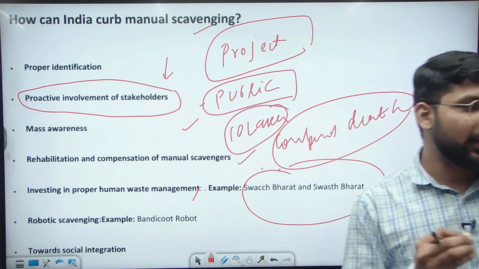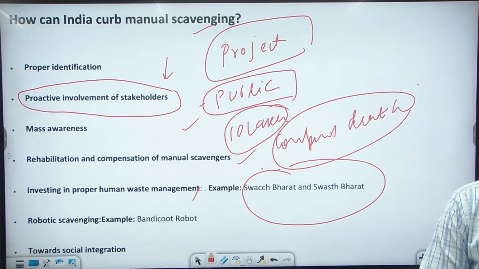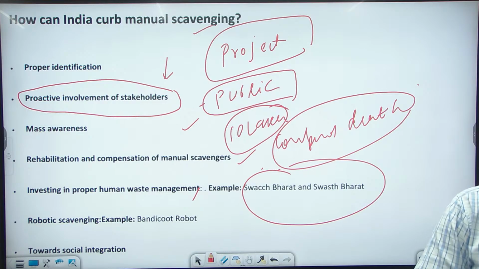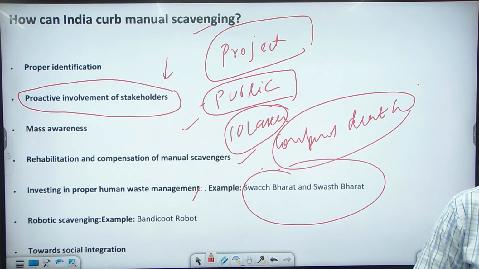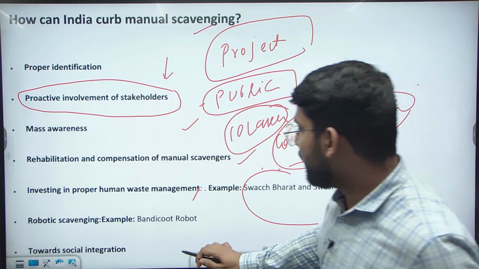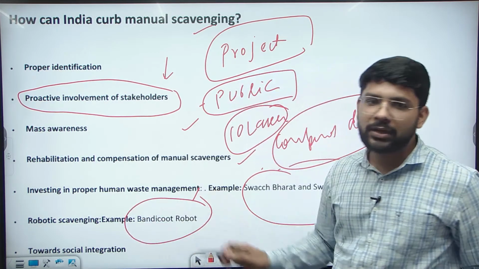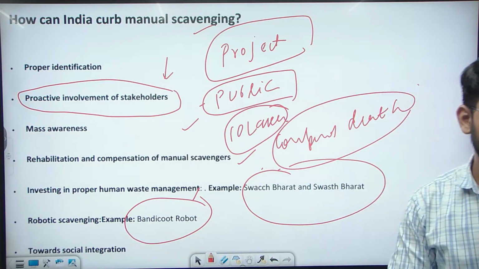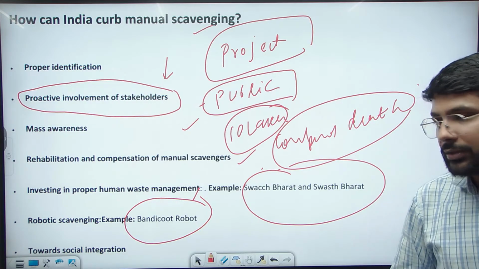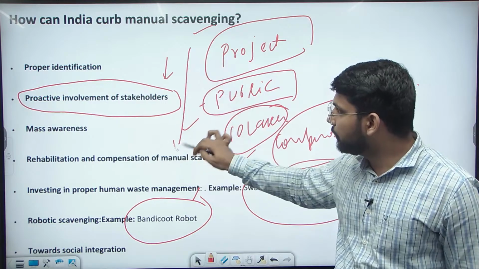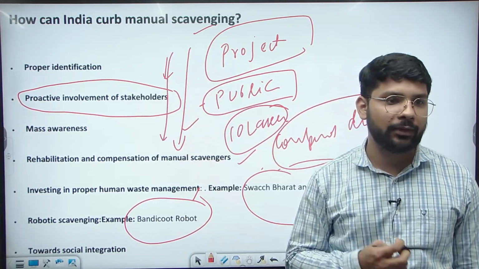Why is the Swachh Bharat campaign successful in the country? क्यों success हुआ? The main reason is public participation. Everybody participated in the Swachh Bharat campaign, which gave fruitful results. The same thing applies here. If public participation in the schemes is increased, then their success rate will increase. Robotic scavenging, like the Bandicoot robot, has started being used in Kerala for the cleanliness of sewage tanks. And social integration, less discrimination in society. So this is how we can take it from the ground level.